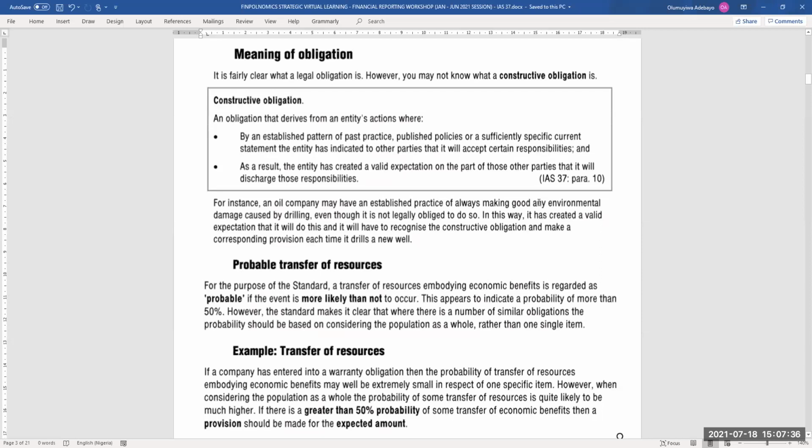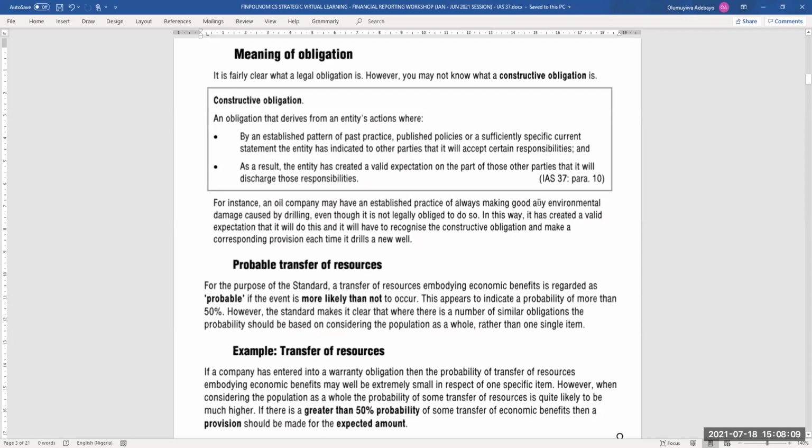Probable transfer of resources. For the purpose of the standard, a transfer of resources embodying economic benefit is regarded as probable if the event is more likely than not to occur. However, the standard makes it that the probability should be based on considering the population as a whole rather than one single item.